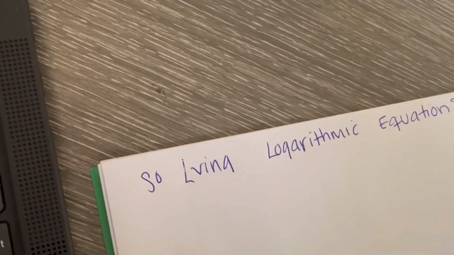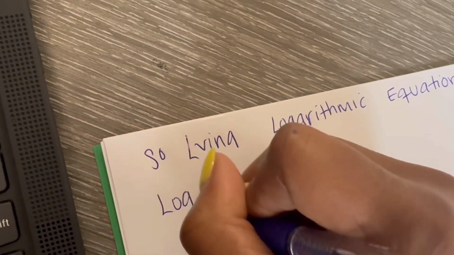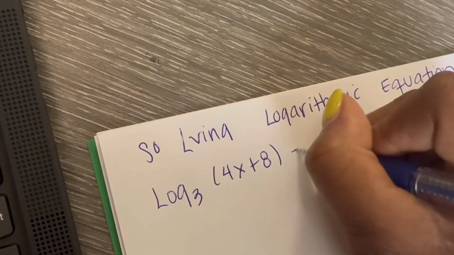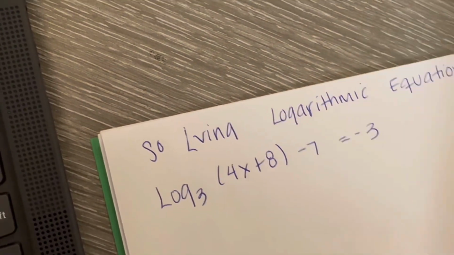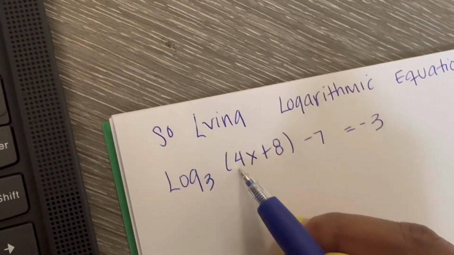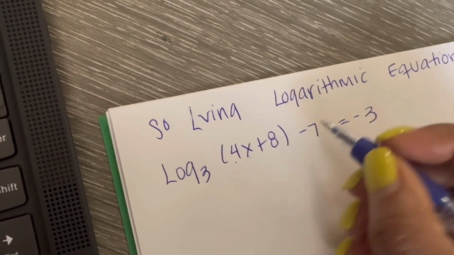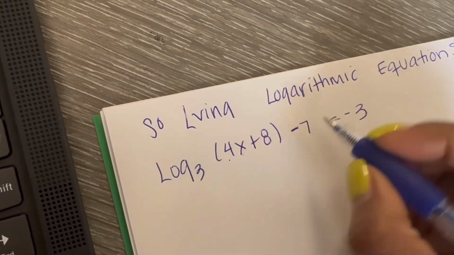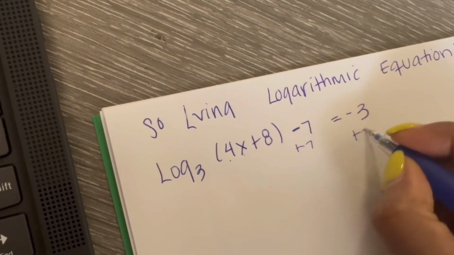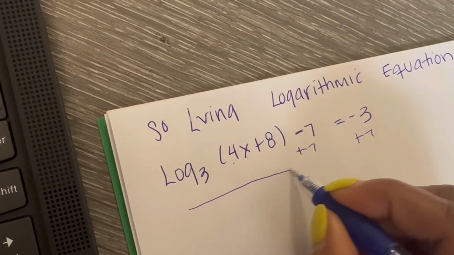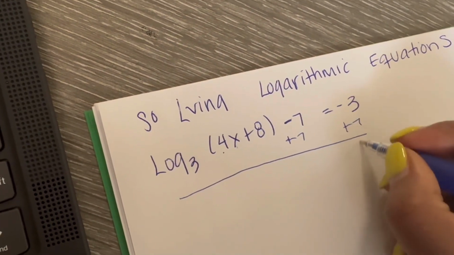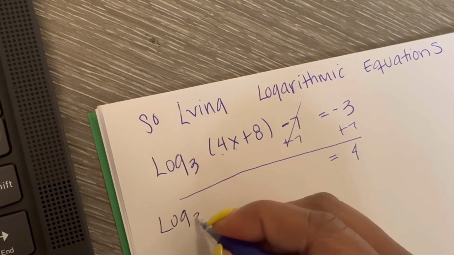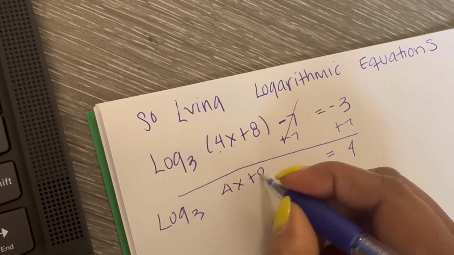All right, so say you're given log base 3 of 4x plus 8 minus 7 equals negative 3. Well, we're looking to solve for x. So we need to isolate the x variables. We're going to add 7 on both sides to get rid of that subtract 7. Negative 3 add 7 is 4. And then drop everything down. Log base 3, 4x plus 8.